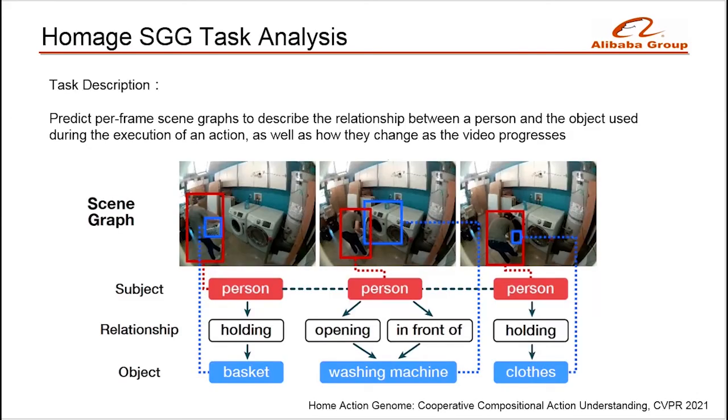For the HOMAGE Scene Graph Generation task, it first gives a video of daily activities at home. Then this task aims to predict per-frame scene graphs to describe the relationship between a person and the object, which is used during the execution of an action. Therefore, the task also predicts how the scene graphs change as the video progresses. For example, in this video, the person first holds the basket, and then he opens the washing machine, and next, he holds the clothes. You can see a position relation, in front of, between the person and the washing machine in the second frame. That means there are usually more than one relation for a human object pair, including action relations and position relations.